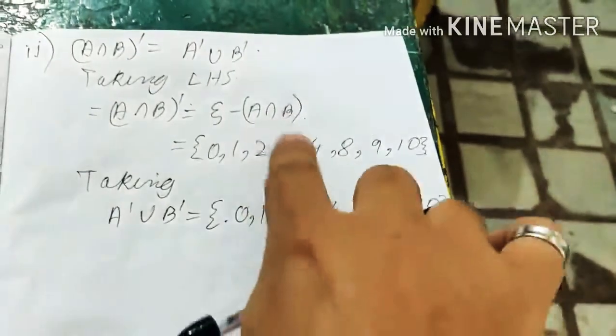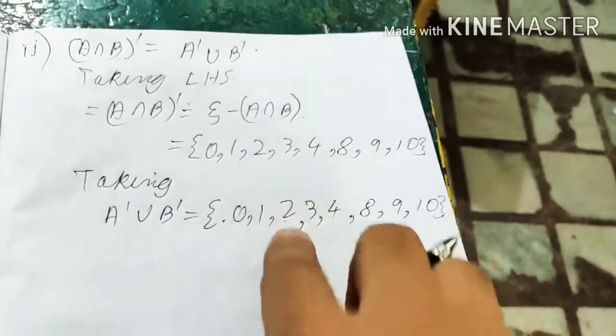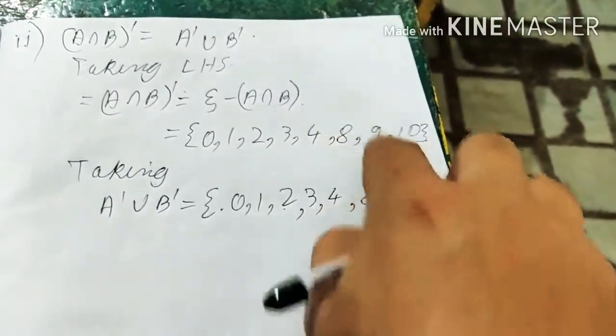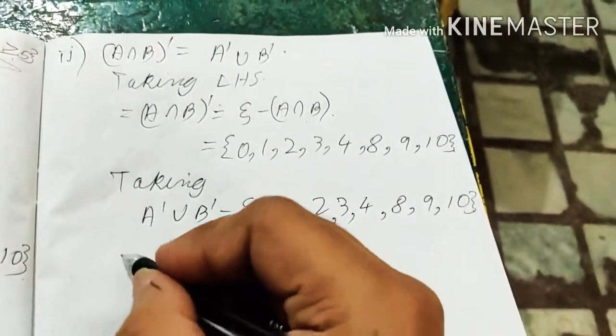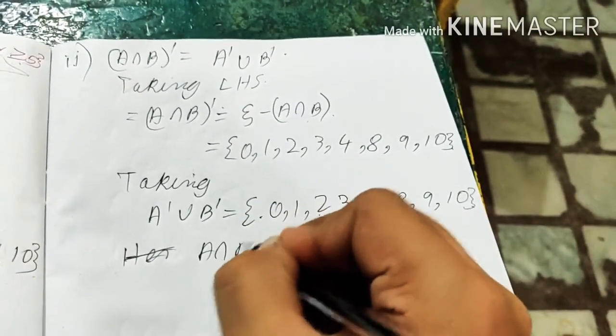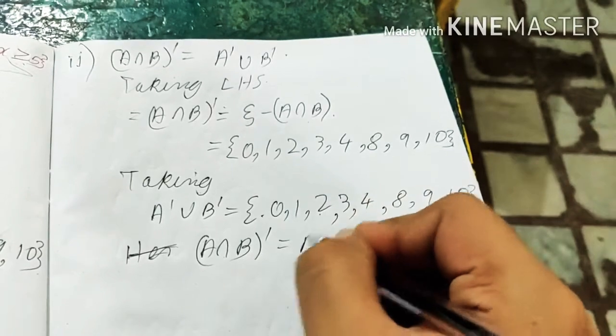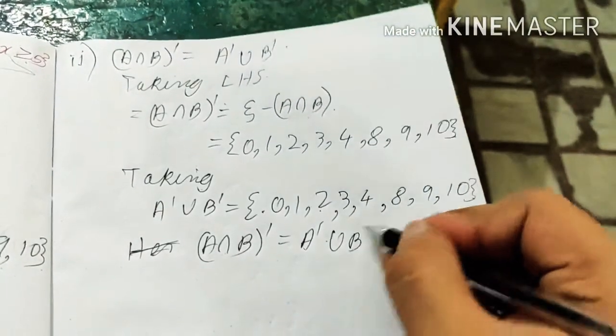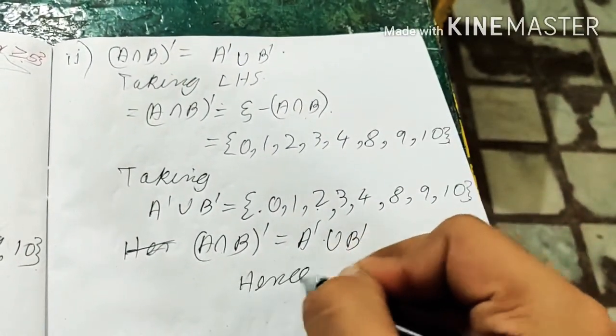Look, both these sets are equal: 0, 1, 2, 3, 4, 8, 9 and 10. So hence, A intersection B complement was equal to A complement union B complement. Hence verified.